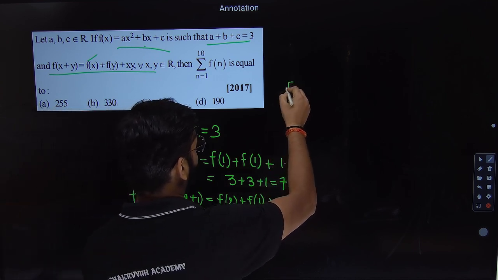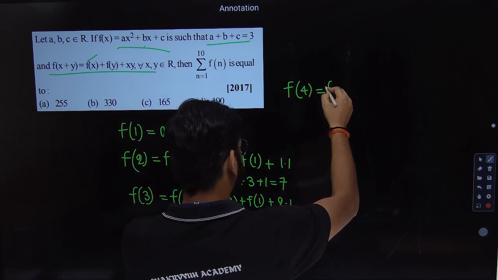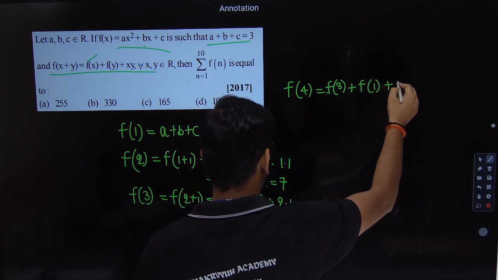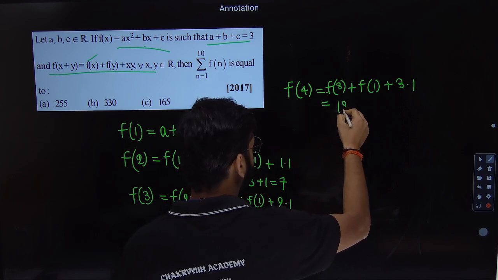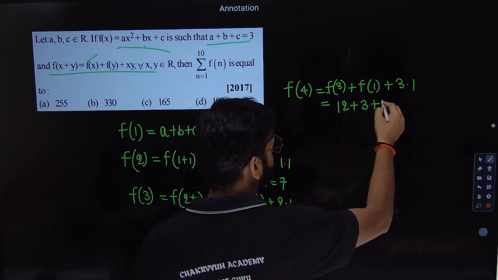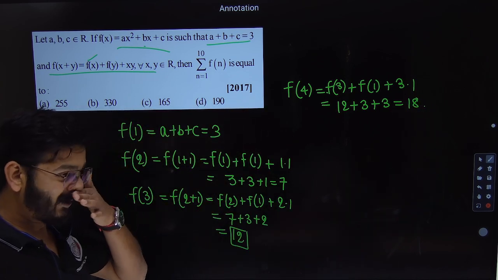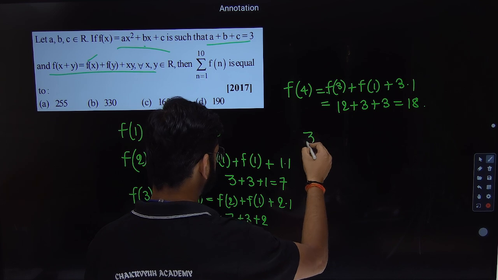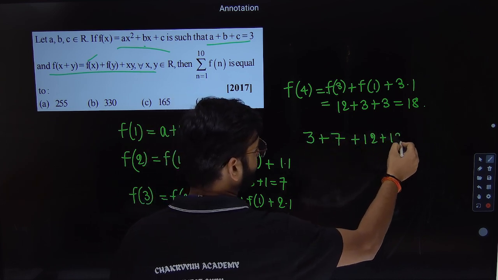Let's find f of 4 now. f of 4 will be what? f of 3 plus f of 1 plus 3 into 1. Correct? What is f of 3? 12 plus 3, 15 plus 3, 18. So if you observe here, all of you see, what is the pattern we have? 3 plus 7 plus 12 plus 18.